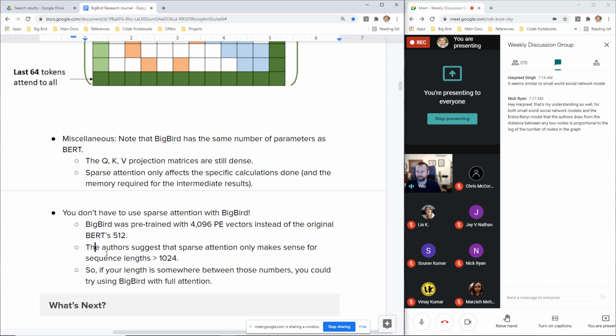The authors also say that sparse attention really only makes sense if your sequence length is greater than 1024. So if your length is more than 512 but less than 1024, you can't use BERT necessarily because it doesn't have enough of these PE vectors. But you could, if you wanted, use the pre-trained BigBird with full attention, and hopefully that would do better.